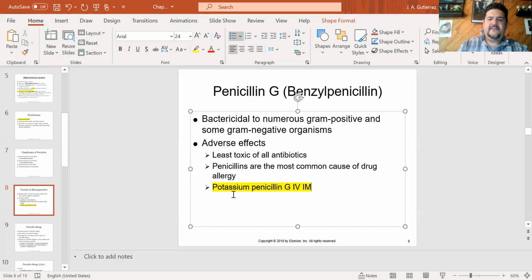Regarding penicillin, like it says here, it's the least toxic of all antibiotics, but unfortunately, it is the most common drug cause of allergies. So when a patient is allergic to penicillin, make sure you understand if they have an allergic reaction to penicillin or they have anaphylactic shock. And same thing, if the patient is allergic to penicillin, you must consider the patient allergic to cephalosporins and vice versa. Regarding the treatment of anaphylactic shock, it is epinephrine.